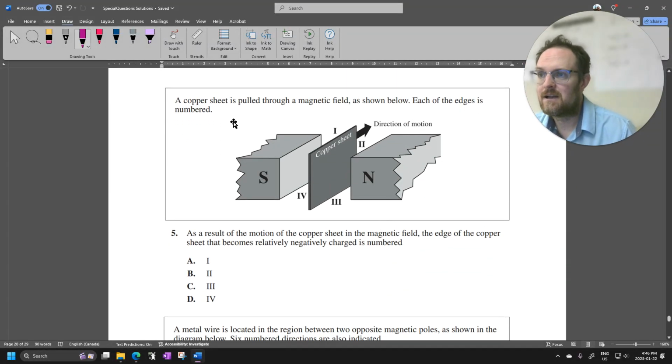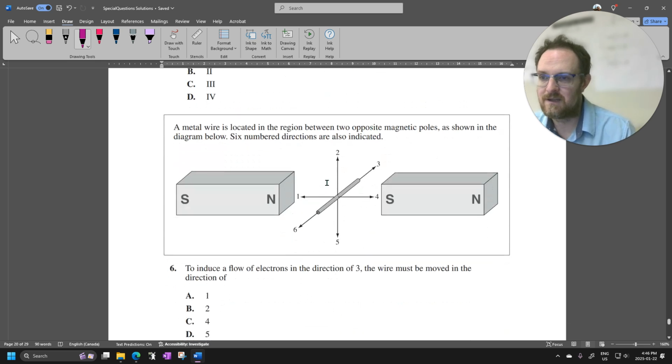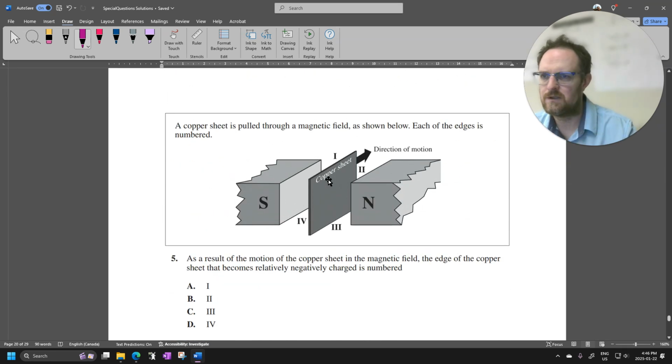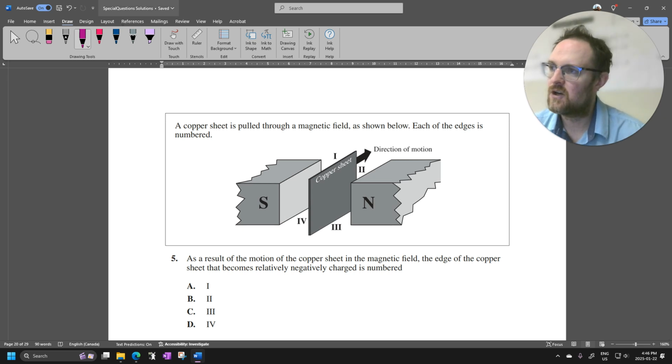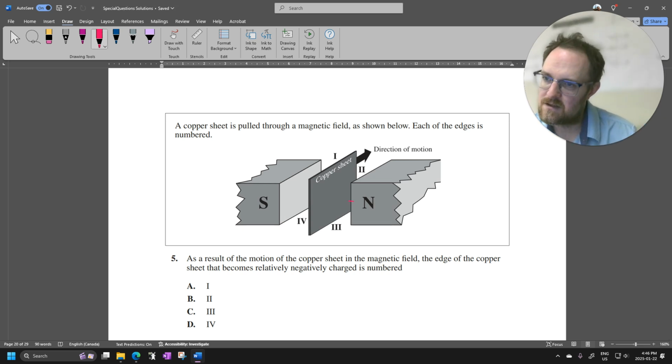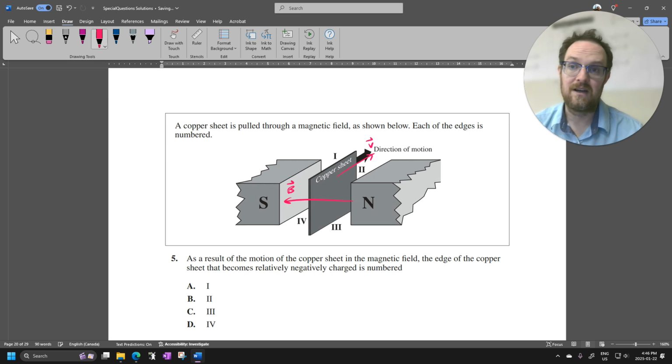All right? A copper sheet is pulled through this. These are easy ones because there are just the hand rules. The copper sheet is pulled through; which edge will become relatively negative? They're talking about which way the electrons are going to be forced here. So we're going to use our hand rule again. From north to south, there's my magnetic field line. This is the direction the electrons are moving, and we're just trying to find the force.